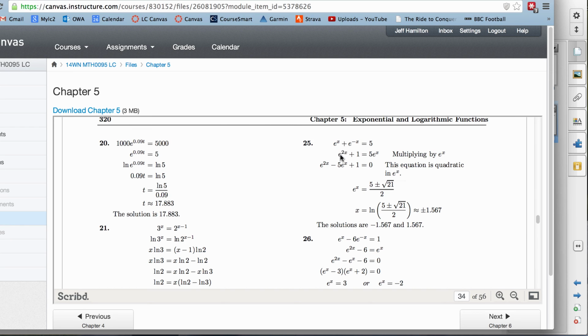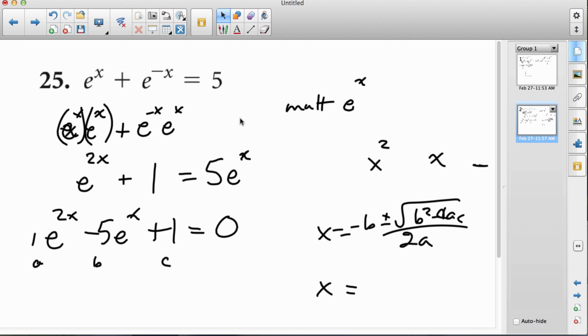So they multiply by e to the x, and then it's quadratic in nature, so they use the quadratic formula to solve. So e to the x is equal to that stuff, and then they solve that. I'm not going to give you a question like that on a test. That's sort of pushing the envelope a little bit. You won't see one like number 25 on the test. Okay, hopefully that helps out.